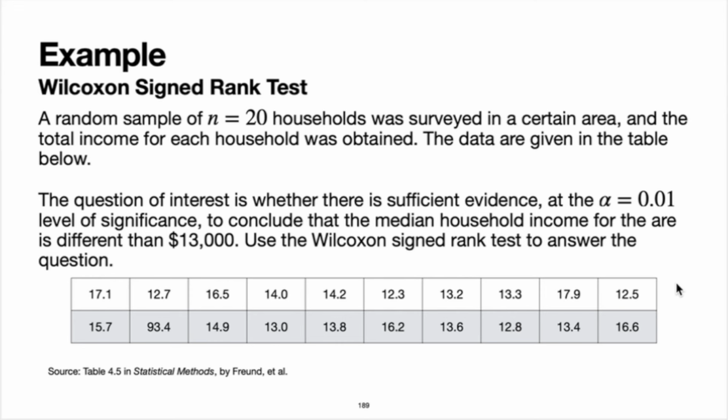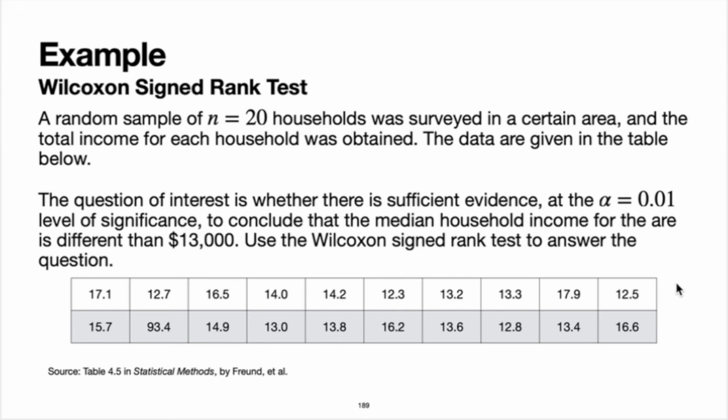Now, the rejection criteria: we're going to reject the null hypothesis if our test statistic is less than what value? Here's where we need to go to the table. We have a sample size of 20. We're performing a two-sided test, and we want to perform that test at a significance level of 0.01. And so the critical point for the test is going to be 37. We're going to reject the null hypothesis if T is less than 37. Now let's calculate the test statistic.